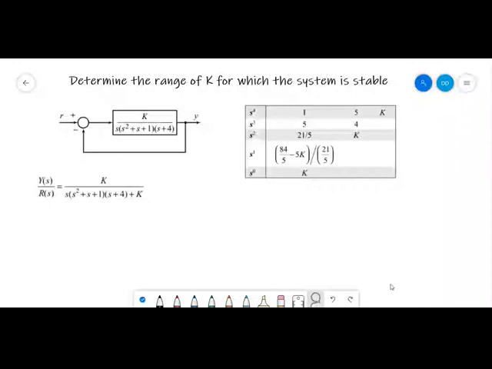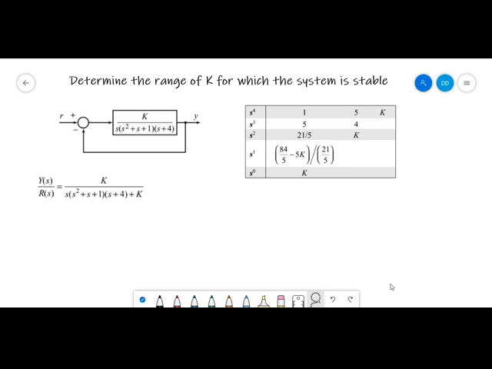In this video, we will be discussing a few more problems under stability of a system. We have a system with a forward path gain K divided by s into (s squared plus s plus 1) into (s plus 4). We need to determine the range of K, which is unknown, for which the system is stable.